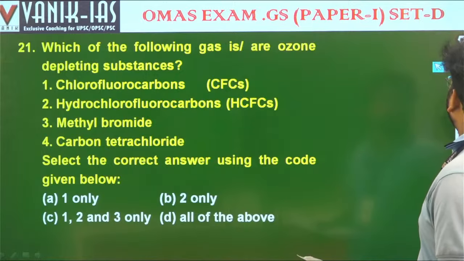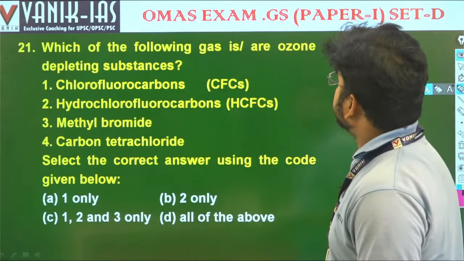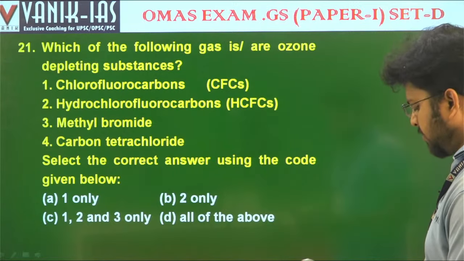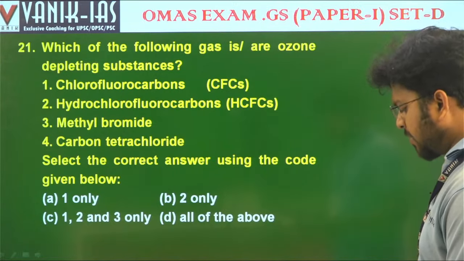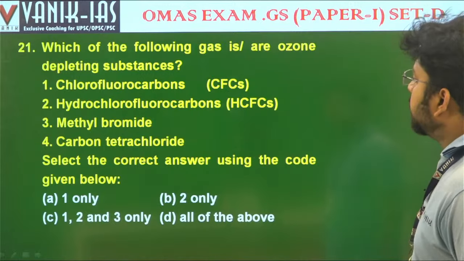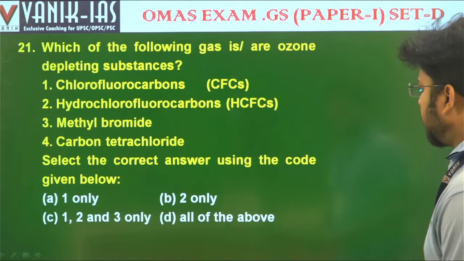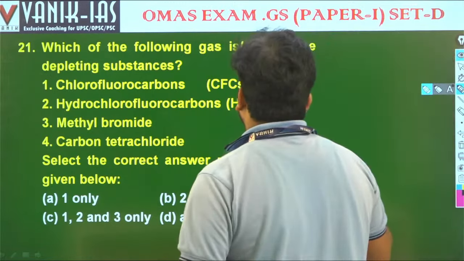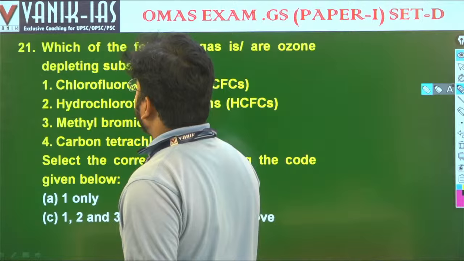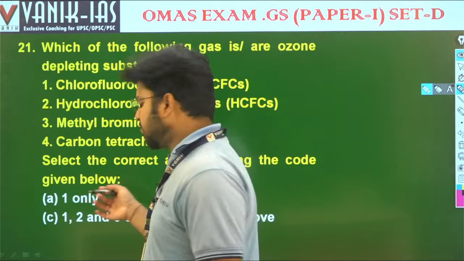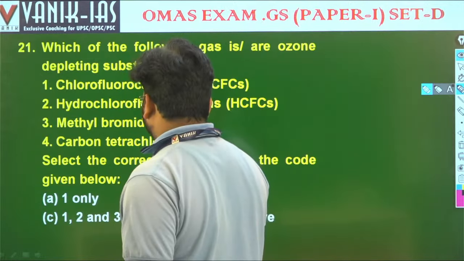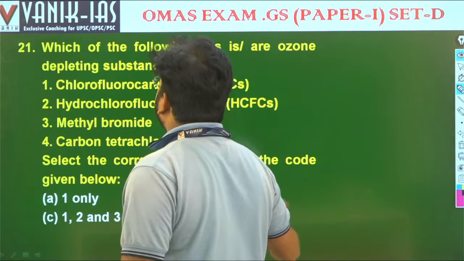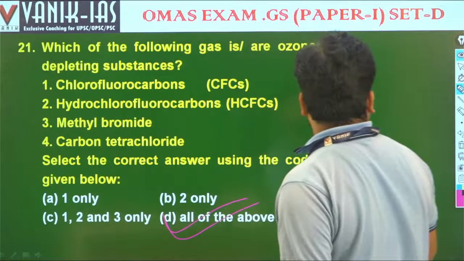So this is the next question. Which of the following gases are ozone depleting substances? Chlorofluorocarbons, hydrochlorofluorocarbons, methyl bromide, carbon tetrachloride. All these things are ozone depleting substances. It is a direct question; if you have read Agraya's book, all the options are right.